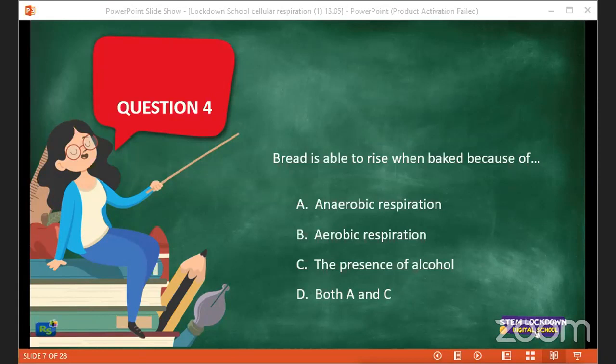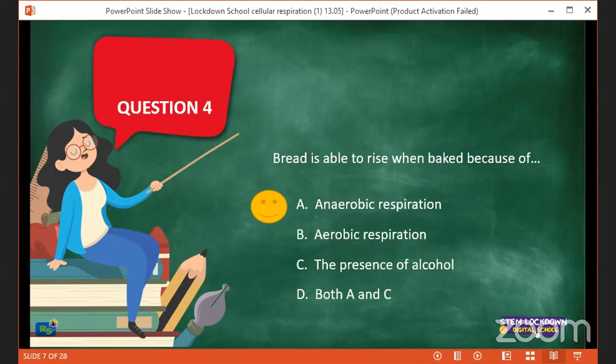Right, I've got an answer. So one said it's C and the other said it's A. All right, now let us see which one is the correct answer. Okay, so the correct answer is A. It's anaerobic respiration.